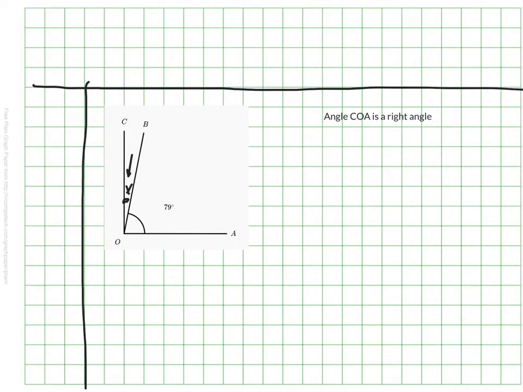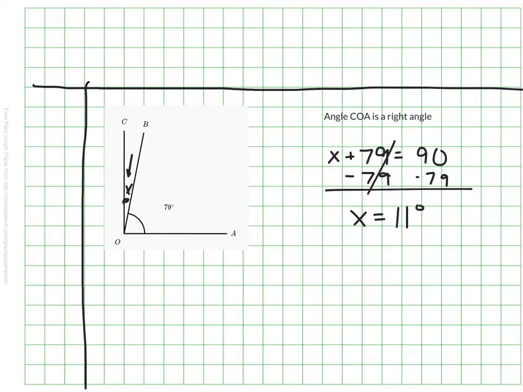And we know that together, X plus the 79 degrees must add up to 90 degrees because they're complementary. So we could solve to find the value of X by undoing, like we've always done with our algebraic solutions, to find out that X is equal to 11 degrees. So the value of COB is 11.